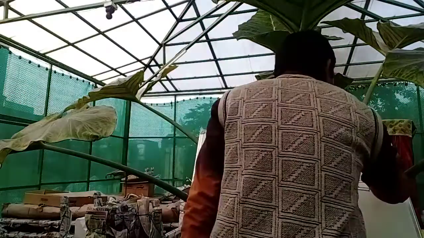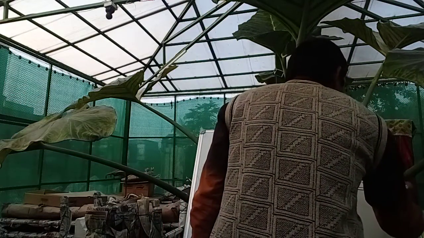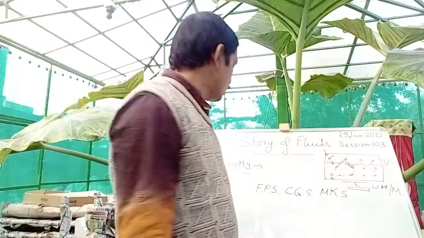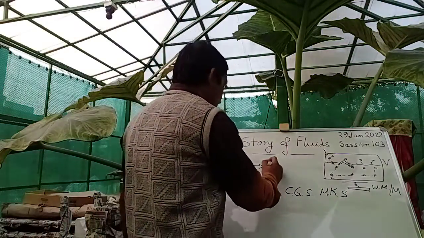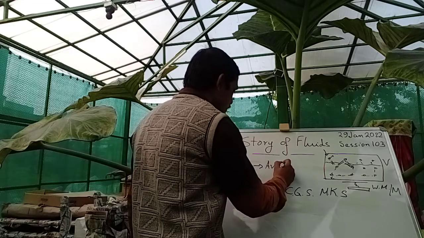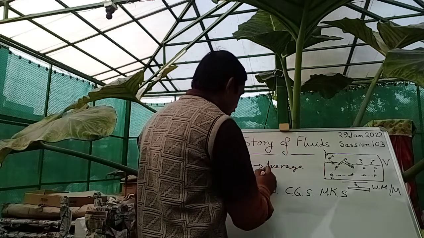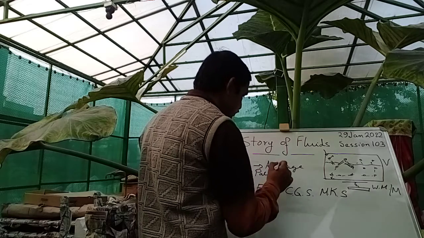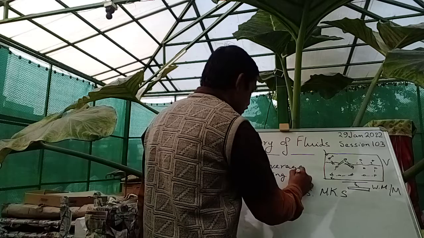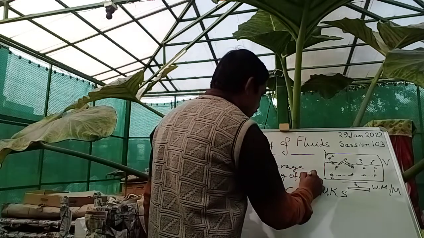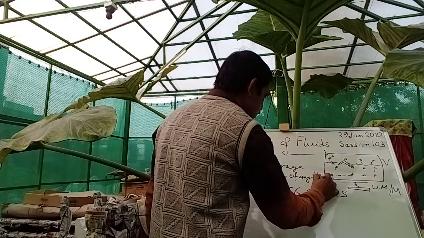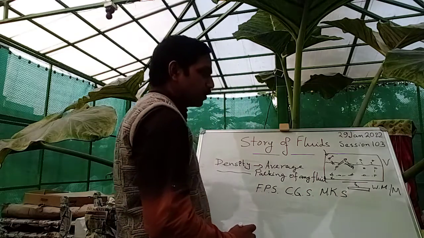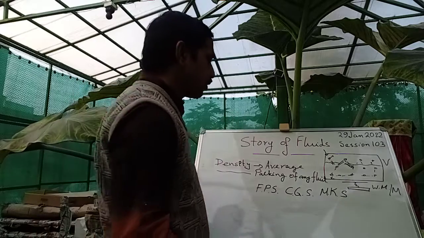So that is V, and this is mass M. Your density is the average packing of any substance, of any fluid, and we measure it by mass per volume.